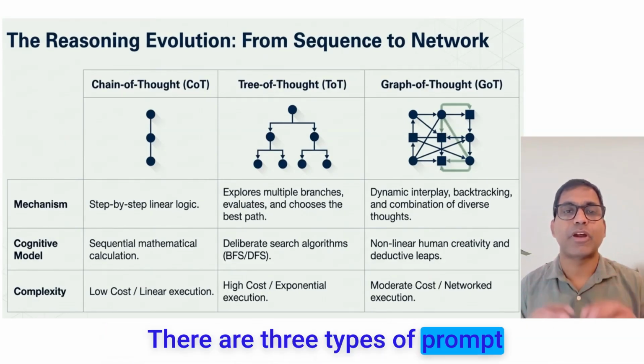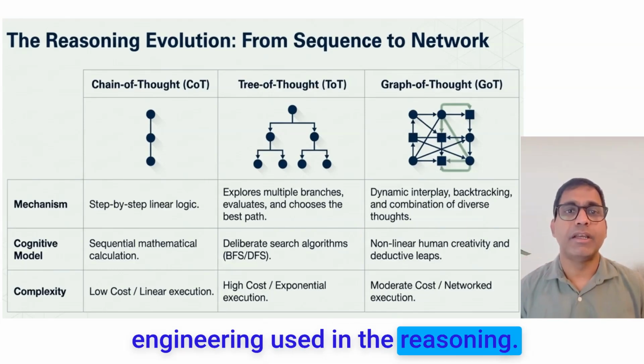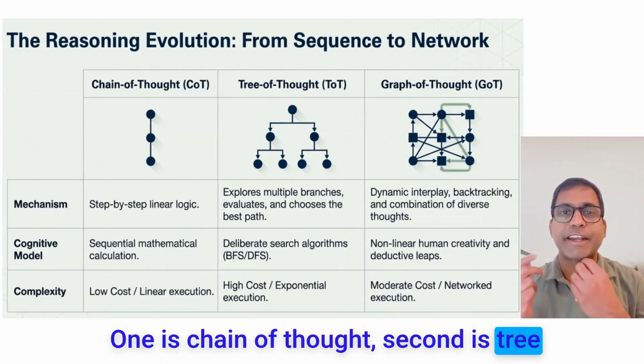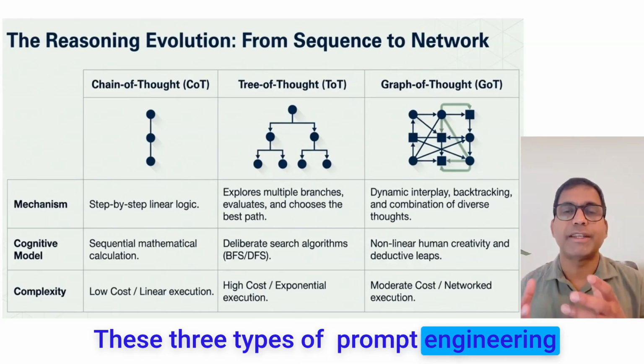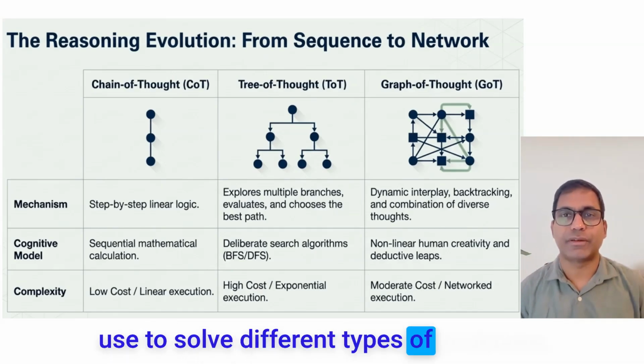There are three types of prompt engineering used in the reasoning. One is chain of thought, second is tree of thought, third is graph of thought. These three types of prompt engineering are used to solve different types of problems.